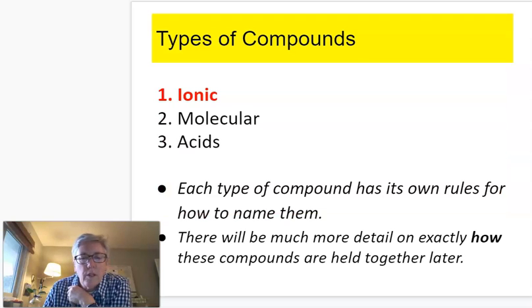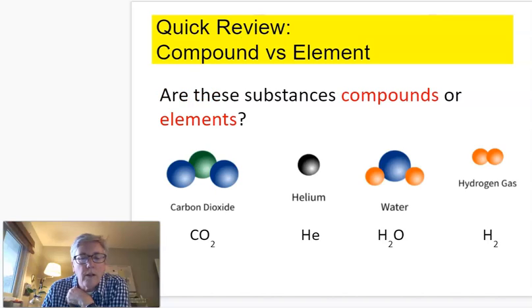Alright, so the first thing is that there are a few different types of compounds that you're going to learn about. The first one's called ionic, and then we are going to learn about molecular compounds as well as acids. And each set of compounds has its own rules for how to name them. We are going to lead you through here. We have a flow chart that we'll show you later on to help you keep it straight. And then again, there will be more detail later on about how these compounds are held together. Okay, so we are going to start with ionic.